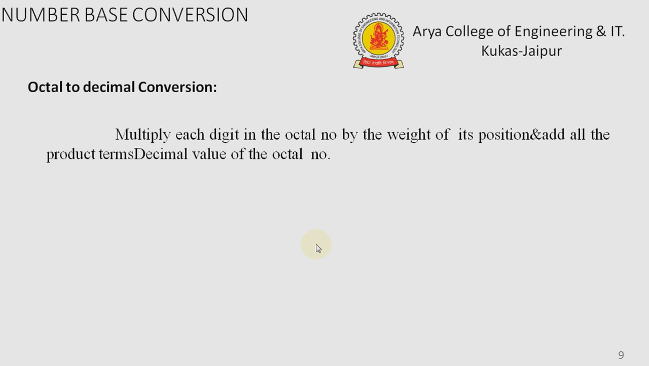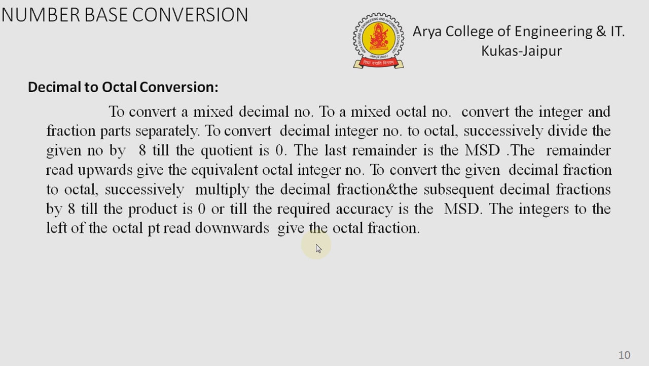Now octal to decimal conversion. In octal to decimal conversion, multiply each digit in the octal number by the weight of its position and add all the product terms to get the decimal value of the octal number. This is the same as when we convert a binary number. We multiply by the position weights, like 8 raised to 0, then 8 raised to 1, then 8 raised to 2, and so on. And the last additive term which we get is our result.